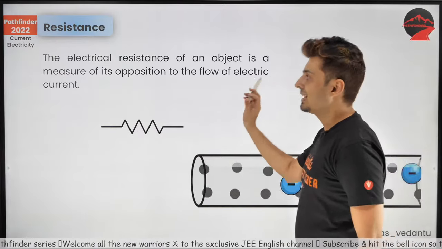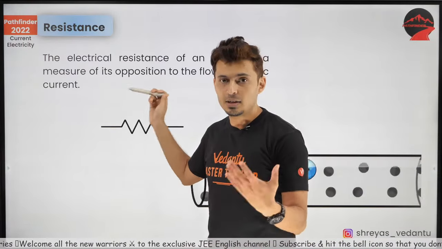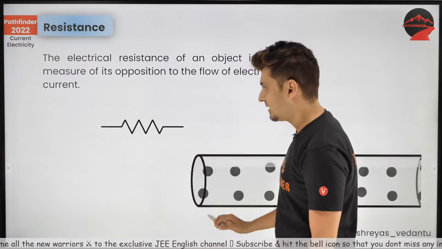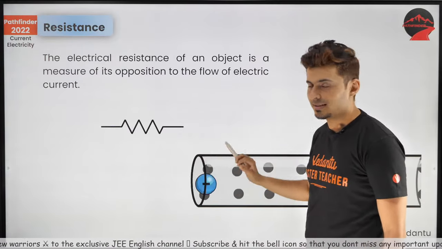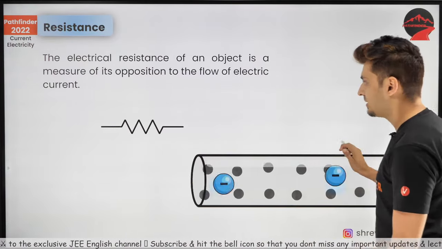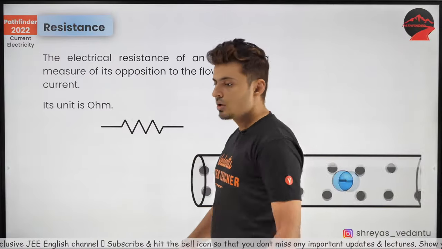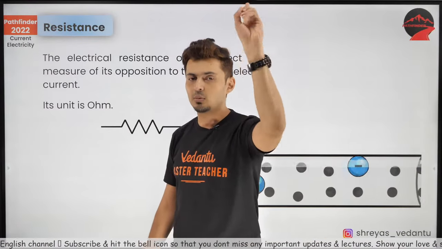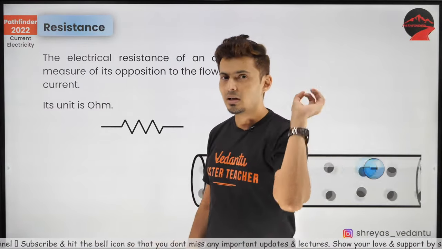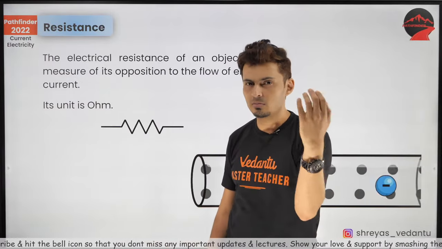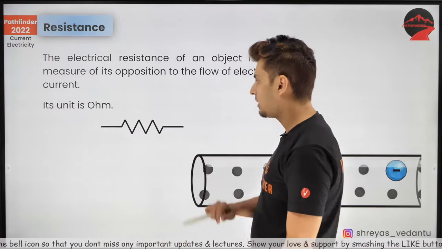Now, resistance. Electrical resistance is nothing but how much the current is opposed, like the diagram just suggested. This is the symbol for resistance and the unit is ohm. So 1 ohm is nothing but 1 volt upon 1 ampere. R is equal to V by I. So volts by amperes is nothing but an ohm.